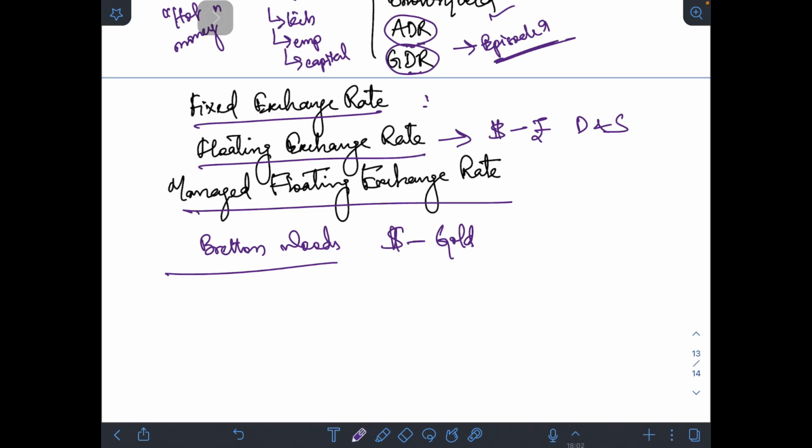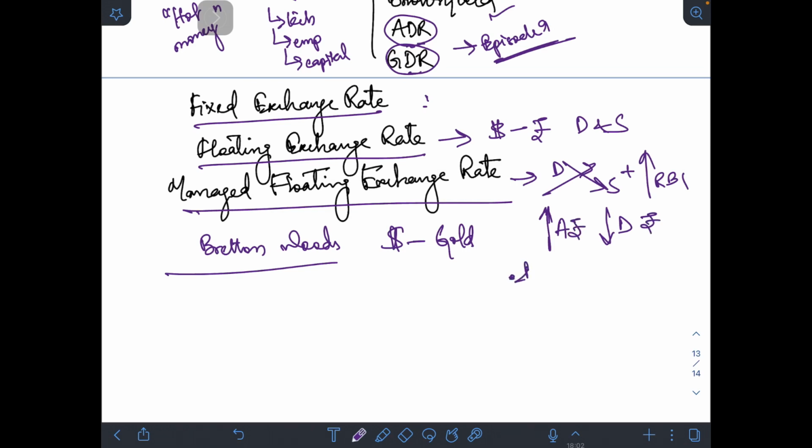Managed floating exchange rate is what? It is a little bit of both. You have the forces of demand and supply, along with that, you also have intervention from RBI occasionally. Why? To prevent excessive appreciation or excessive depreciation of the rupee. Clear, people? Why are we doing this?